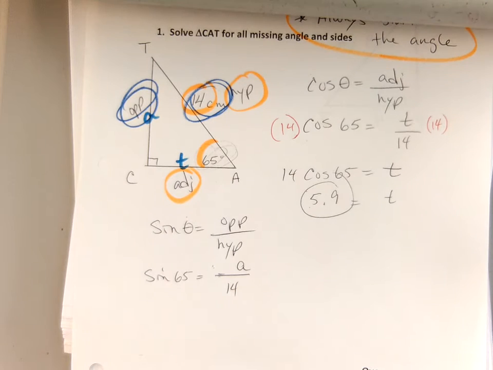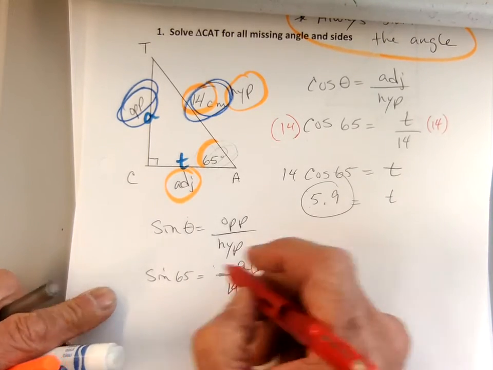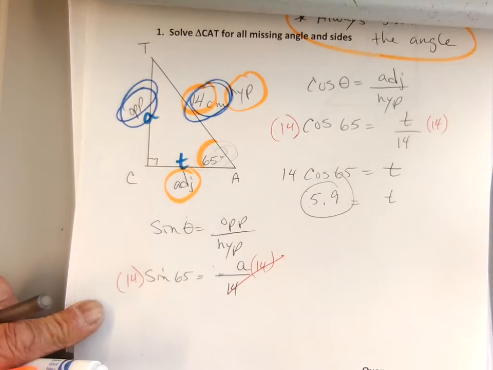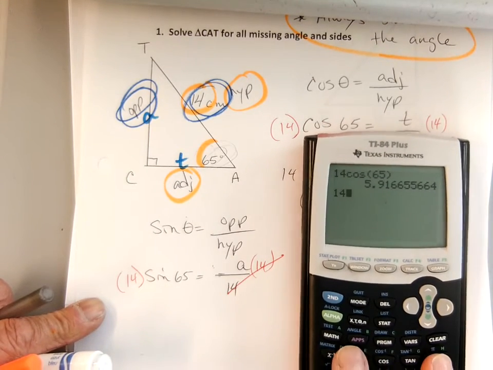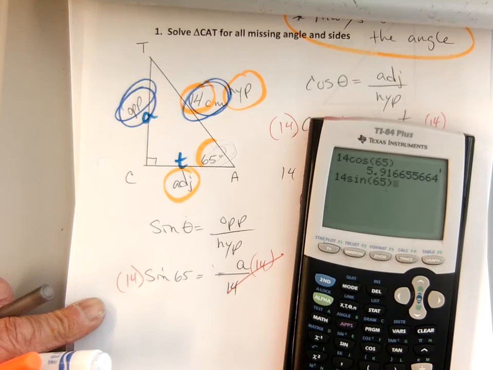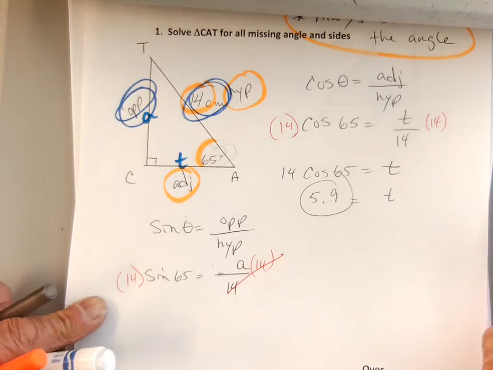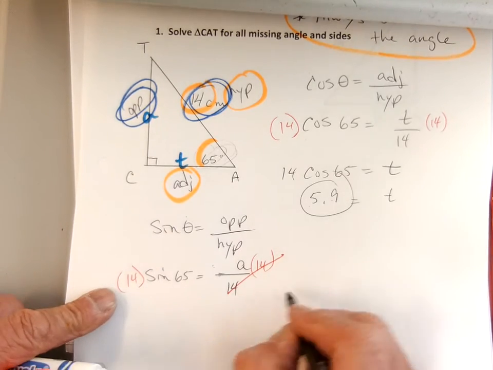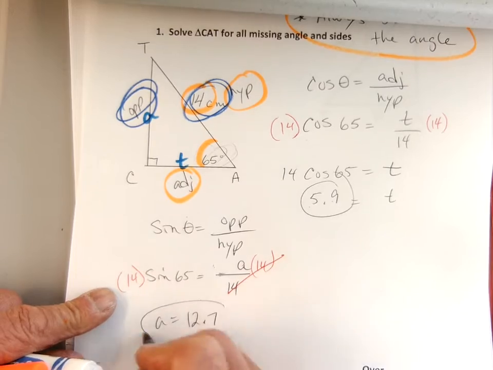Okay, how do you solve? Multiply, good, multiply. Sounds right, nice job, Jacob. 14 sine 65, about 12.68 or 69, around 12.7. How's that sound? 12.7. So little a equals 12.7.